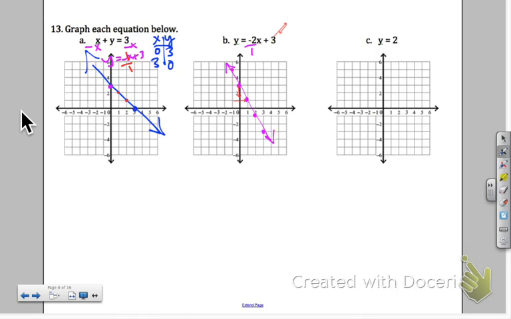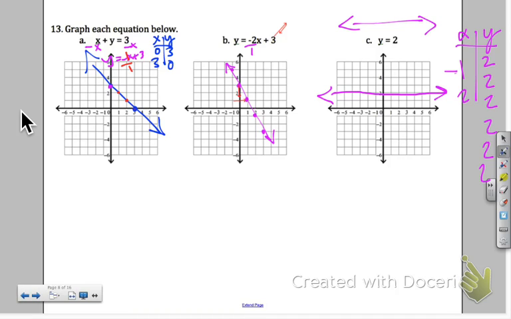Alright, next one. Now these ones you have to memorize. y equals 2 is a horizontal line at y equals 2. So that's here. Or you can think of it like this: in (x, y), the y is always 2, and x can be anything. So all these points are on the line. But you've got to remember that a slope of 0 is a y equals equation, which is a horizontal line.